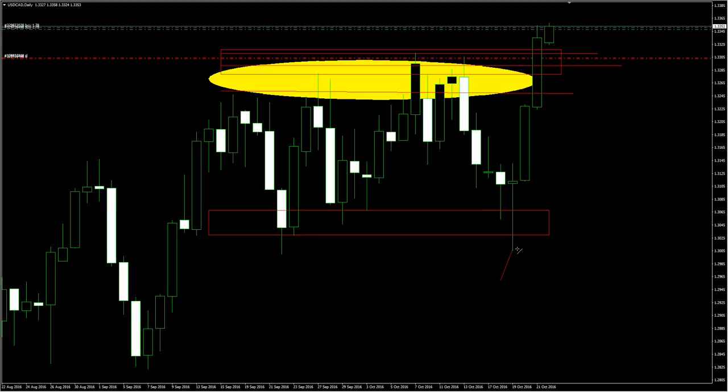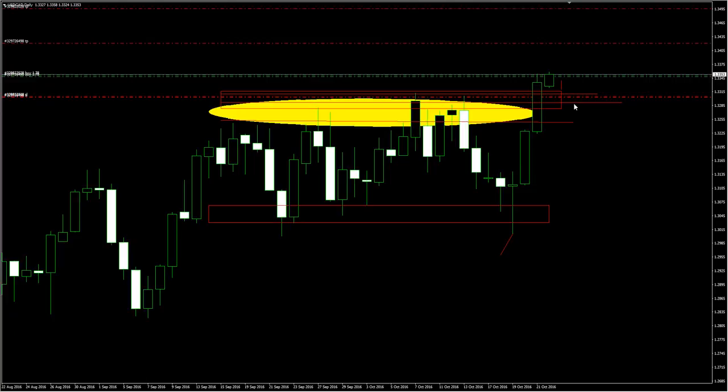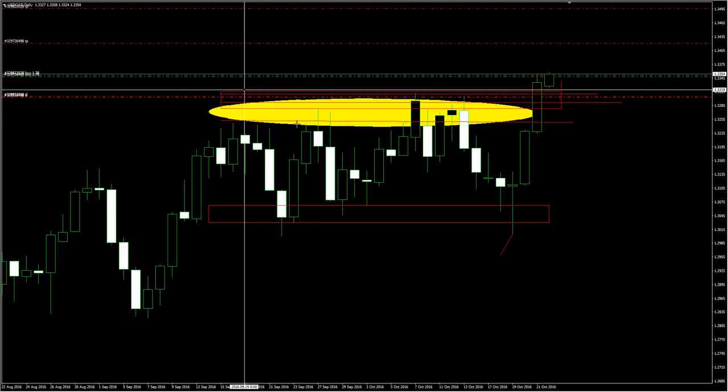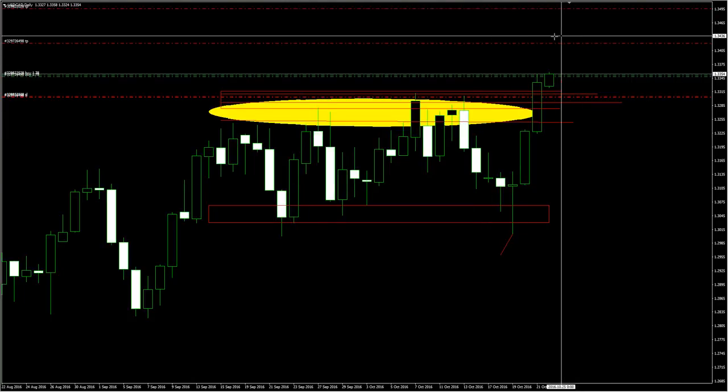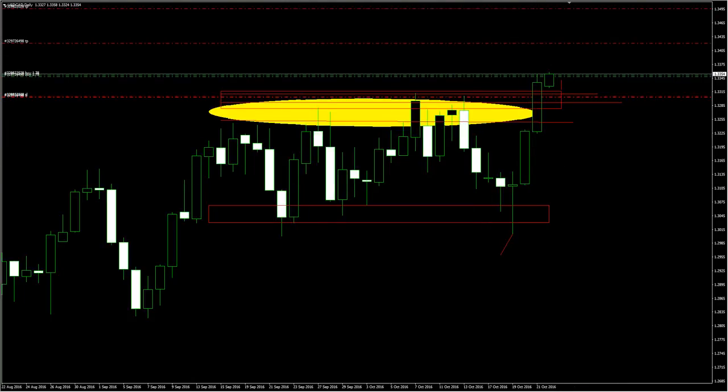As you see here, this was also a news event where the institutions started to protect this, and from that moment they started to push this higher. This is a big momentum on this currency pair, so I want to use this momentum for the higher price and try to profit from this.